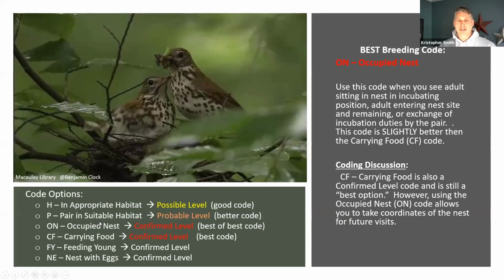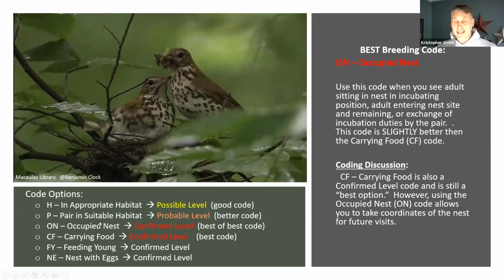So for an occupied nest, you want to use this code when you see an adult sitting in a nest or incubating position, an adult entering a nest site and remaining, or exchange of incubation duties by the pair. This code is slightly better than the carrying food code. And the reason we do that is because if you select occupied nest, you can document its location and come back later to see if there were any hatchlings or young in that area.